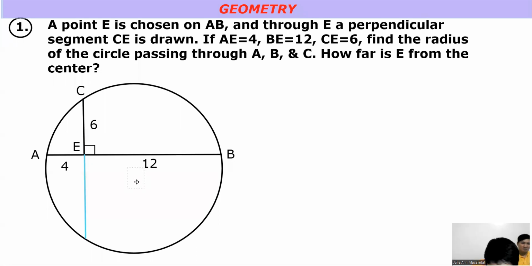Then we will have a point. We will name it D, the intersection where the segment you drew touches the circle. Yes. So this will be D.